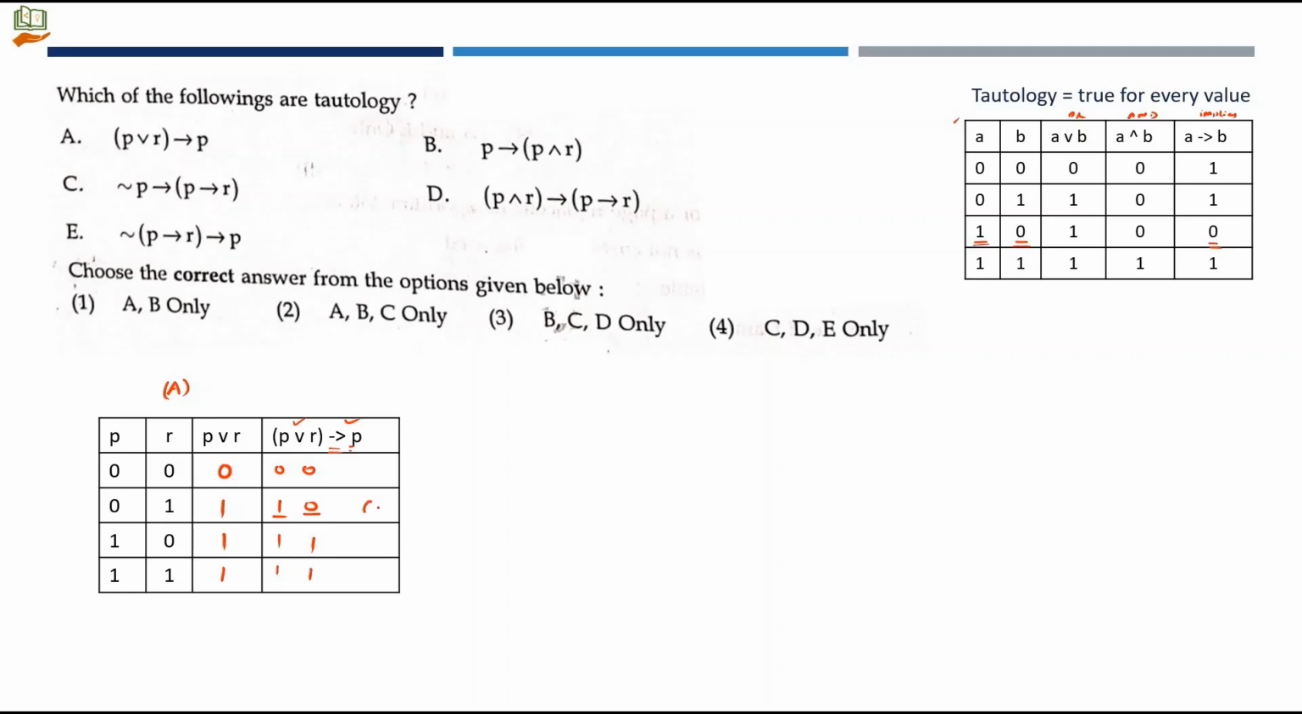So this is marked as 0. The rest of the places will stay as 1. Do you get all ones here? No. So this is not a tautology. Any option that involves A can be removed.